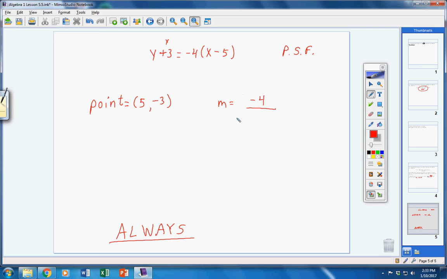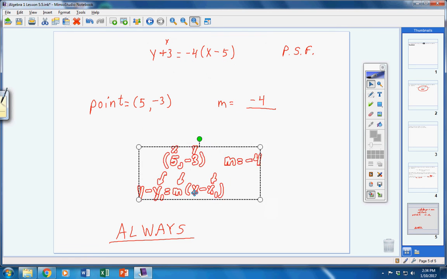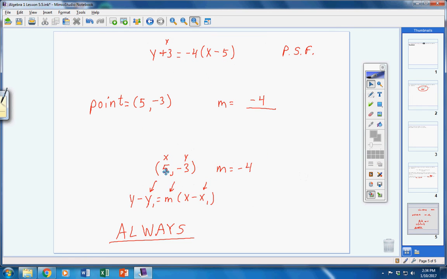Now let's see if I'm right. Are you ready? Watch this carefully. There's the information that was given to me at first. What was my point? 5, negative 3. What's my point? 5, negative 3. What was the slope? Negative 4. What's the slope? Negative 4.